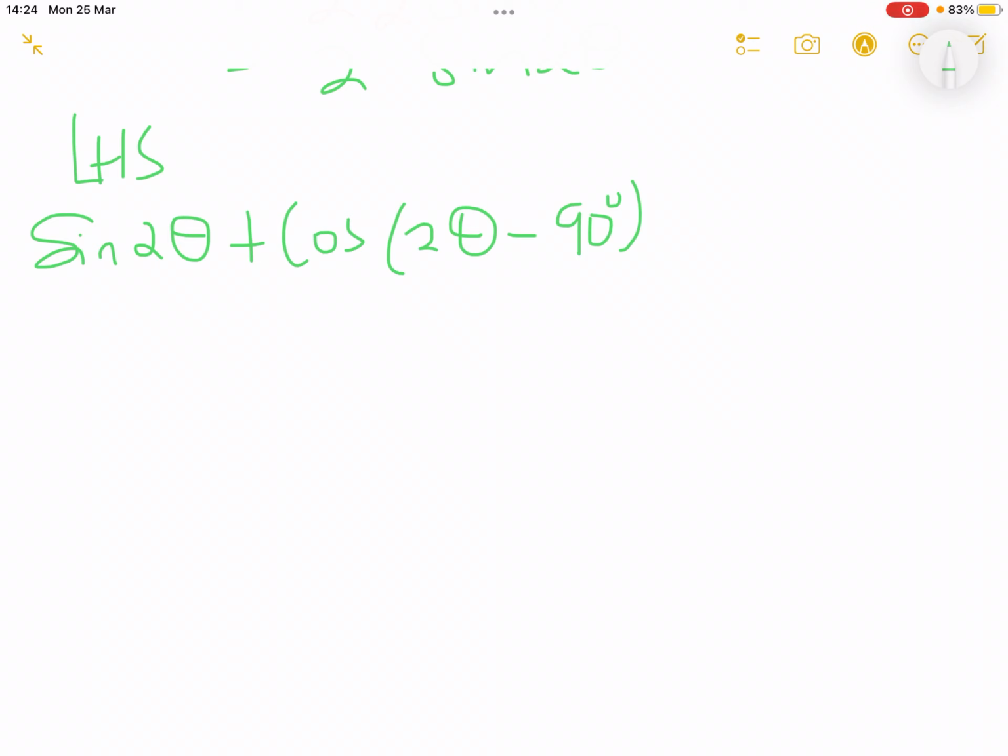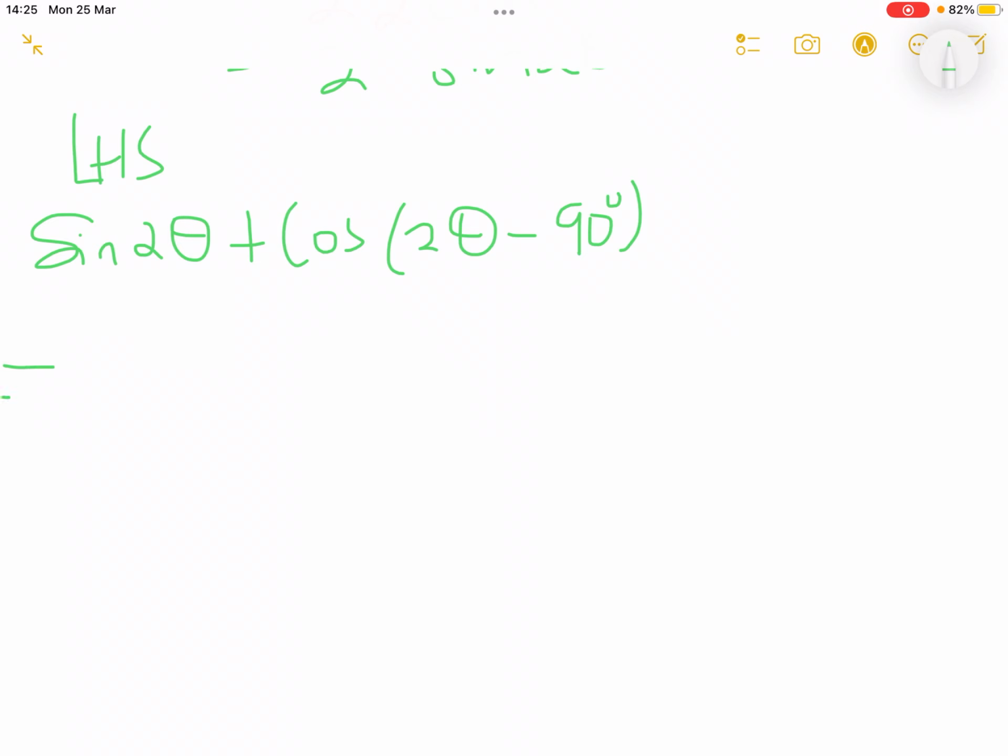Now for cos of 2 theta minus 90, it can go two ways. You can choose to use the compound angle, whereby cos of an angle minus an angle is equal to cos of the first angle times cos of the second angle, and if it's a minus, then it's a plus, so plus sine of the first angle times sine of the second angle. But that's going to be a long route. Let's try the other way, which is a shortcut for me.